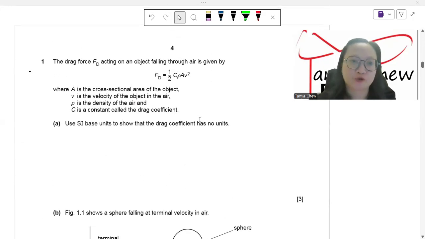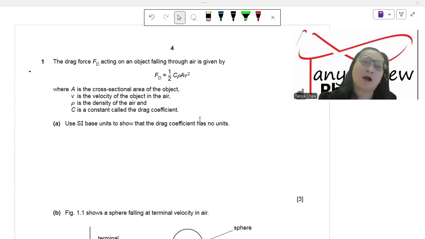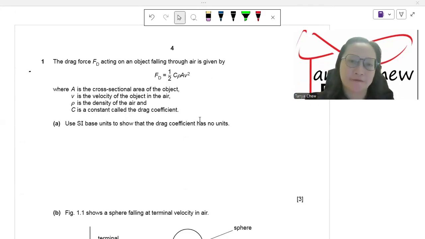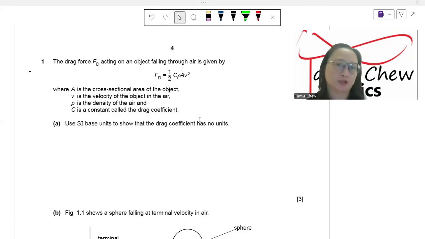First question. The drag force Fd acting on an object falling through air is given by Fd equals half C rho A V squared, where A is the cross-sectional area of the object, V is the velocity of the object, rho is the density of the air, and C is a constant, which we call the drag coefficient. A, use SI base units to show that the drag coefficient has no units.